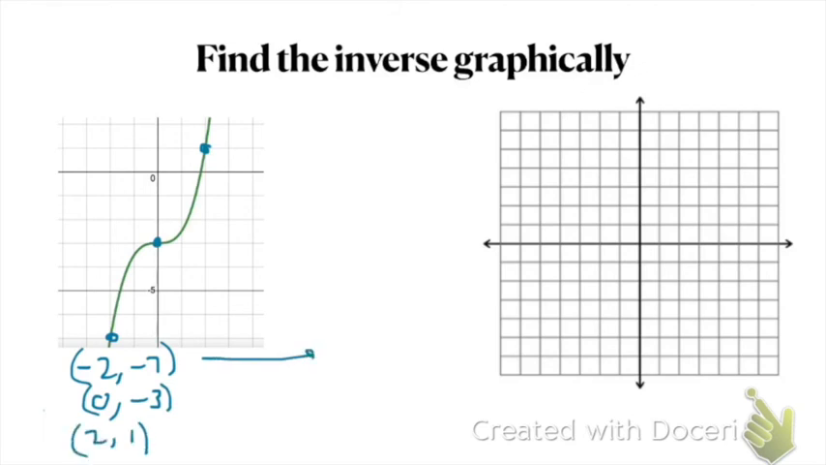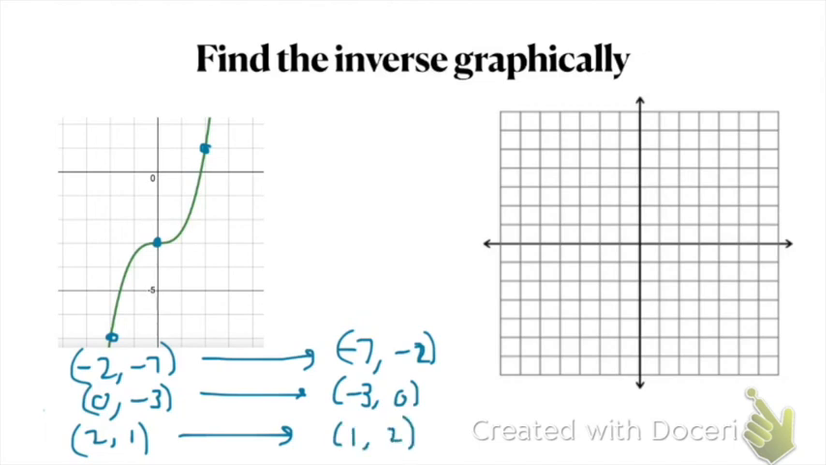And all we're going to do is, like we do in the equation, interchange x and y. This is (-7, -2). That's our new point. This is (-3, 0). And this is (1, 2). And we plot our new points. -7 goes to -2. -3 goes to 0. And 1 goes to 2. And then we try to use the same shape that we had in our original. Try to make sure we have the same shape, and we have a shape like this. And this is my inverse function.